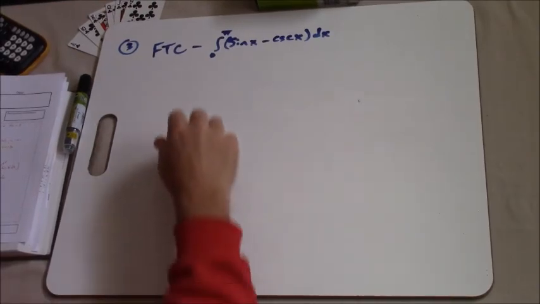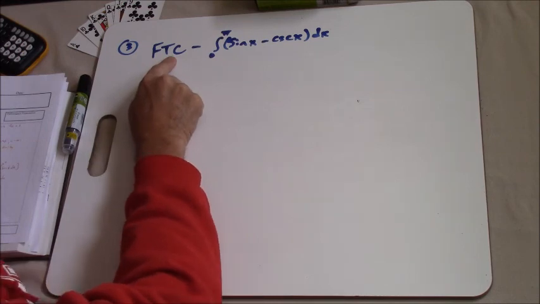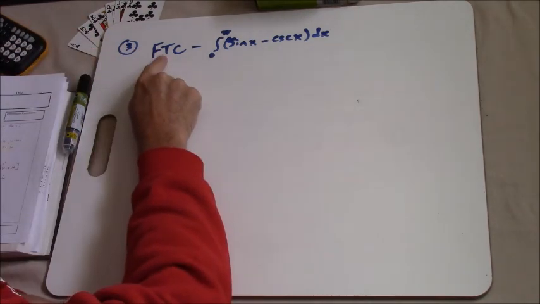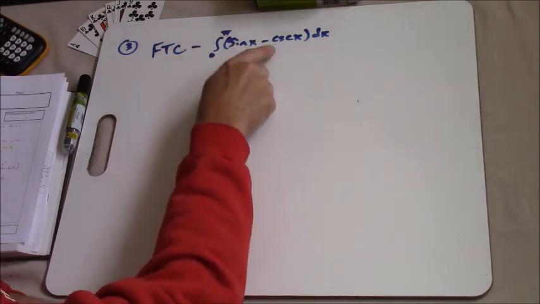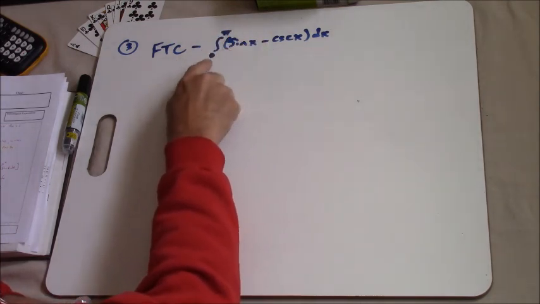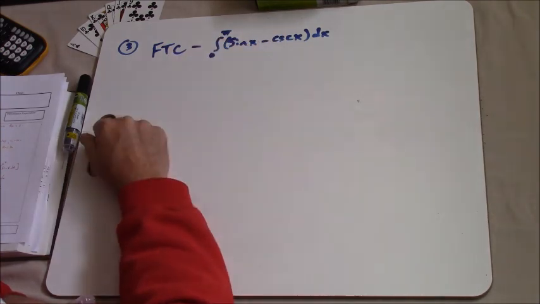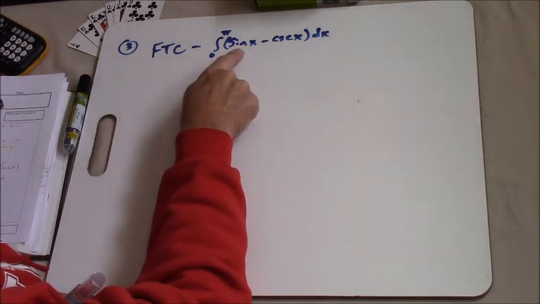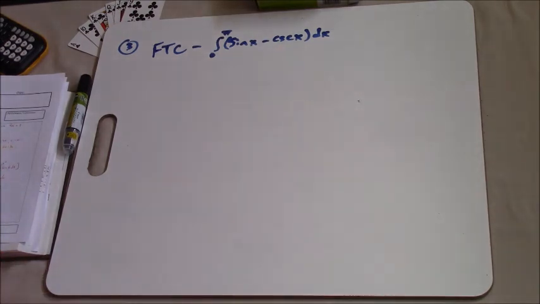Oh, I feel like my pen gets worse here every day. FTC, you guys remember what that stands for? Fundamental Theorem of Calculus. And the Fundamental Theorem of Calculus just says that when you do an integral from A to B, you integrate this, you evaluate it at the top value first, and then subtract what you get at the bottom value. All right? So just a standard integral, really, is what it is. So this says the integral from 0 to pi of the sine of x minus the cosecant of x. You guys go ahead and try that.